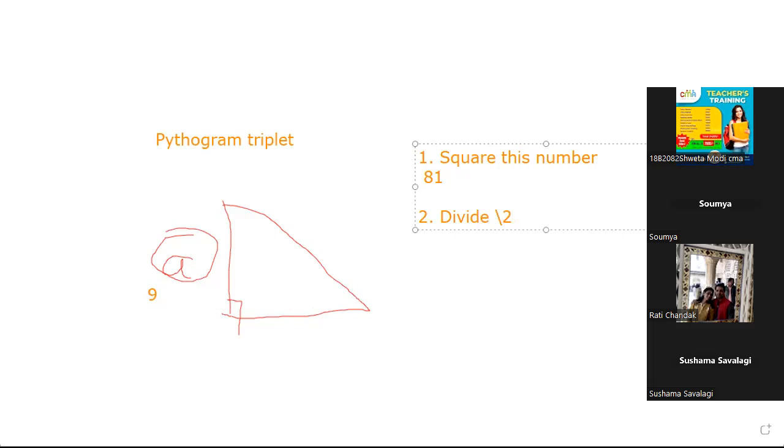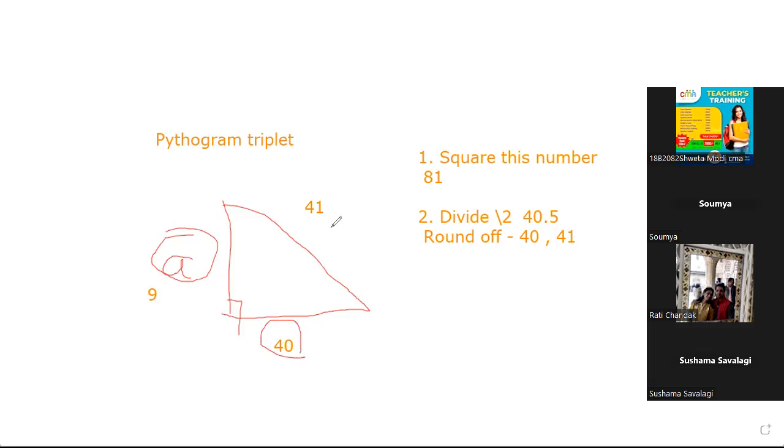Now, the second step is to divide the number by 2. If you divide 81 by 2, what do you get? 40.5. So I will round off this number, and I get 40 and 41. The smaller side will be the lesser number and the greater side will always be the higher number. So this way I got 40 and 41.